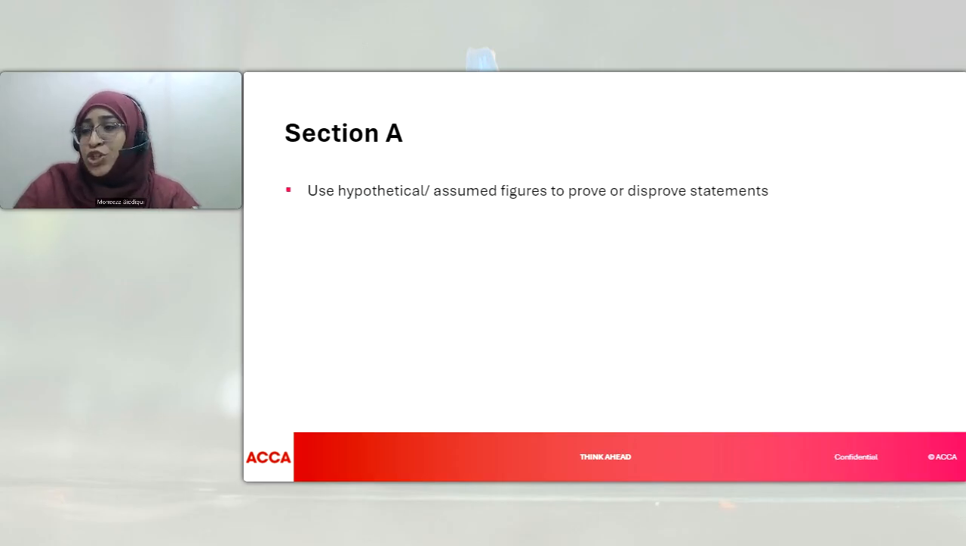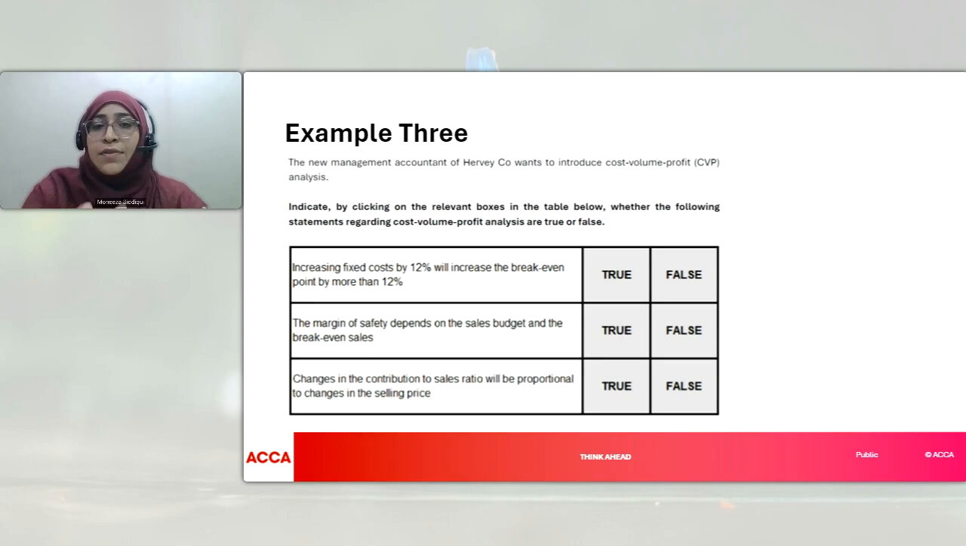The other, which is a very effective technique, is that you should be able to use hypothetical figures or assumed figures to prove or disprove statements. Again, jumping right into the example, this was one of the OTQs that students found challenging. Now, again, just summarizing, we have been informed that there's a company that is thinking of introducing the cost volume profit analysis concept in their organization. We have been given no numbers, no further information. All we have is three statements. So it's a hot areas question. And what we have to do is identify whether each of the statements is true or false.